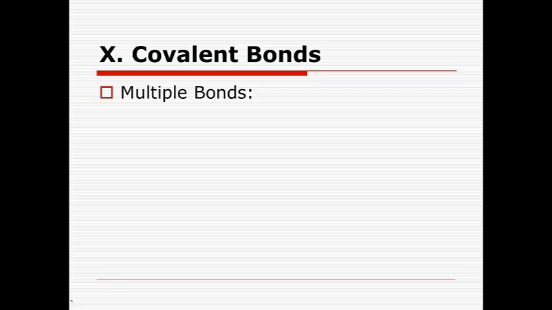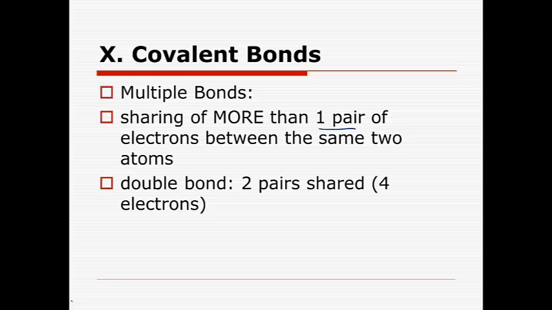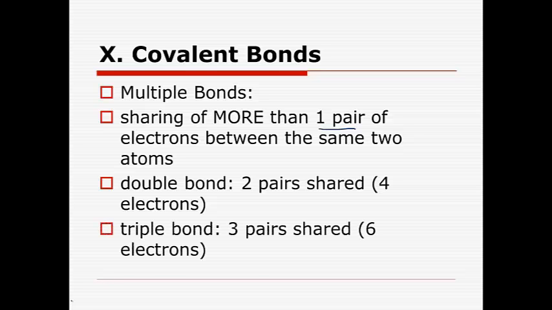Now, multiple bonds. When you're drawing Lewis structures, sometimes you ended up putting more than one line between two atoms. Sometimes you have to share more than one pair of electrons between the same two atoms. Double bonds mean two pairs, or 4 electrons, are shared. Triple bonds, 3 pairs are shared between the same two atoms. This is not a triple bond. This is 3 single bonds. A triple bond has to be the same two atoms sharing 3 pairs of electrons.